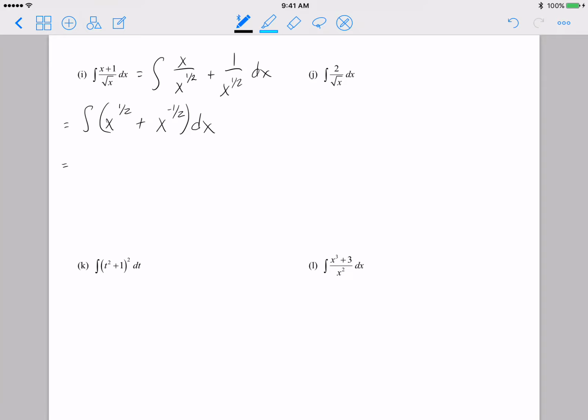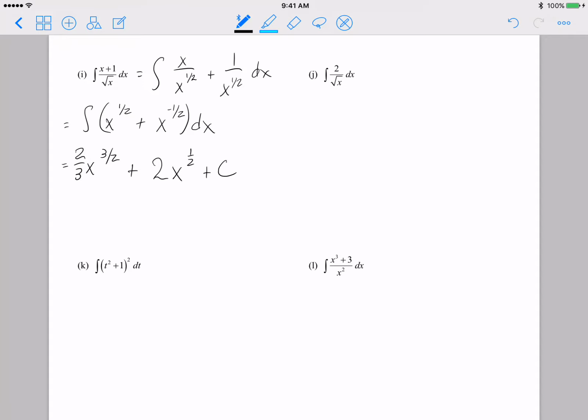So I bump up the exponent by 1, that's going to say x to the 3/2, and then divided by 3/2 is the same thing as times 2/3. And then plus, if I bump up negative 1/2 by 1, that's going to become positive 1/2. Dividing by 1/2 is the same thing as multiplying by 2. And then don't forget plus c.